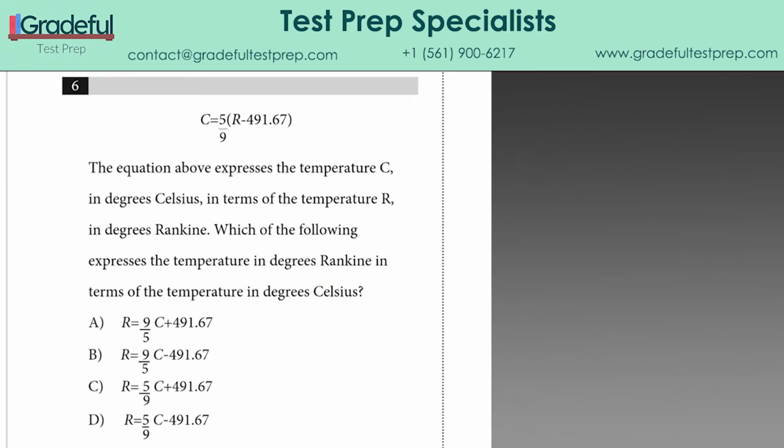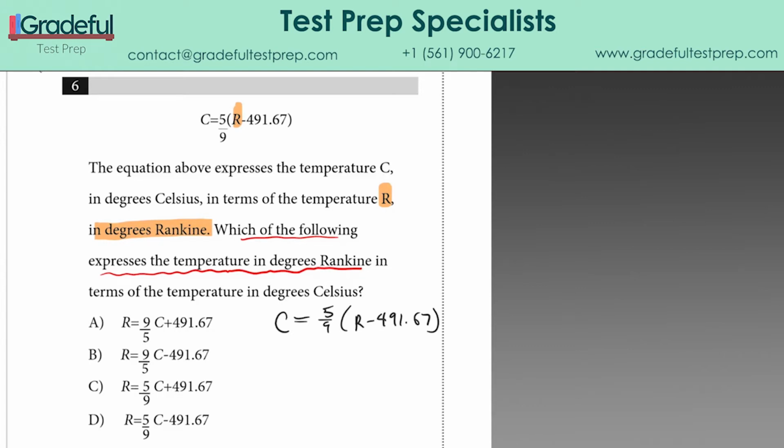Question number 6 is a question on literal equations, where they're just asking us to get one variable by itself. So here we're seeing which of the following expresses the temperature in degrees Rankine in terms of the temperature in degrees Celsius. And the temperature in degrees Rankine is the R. So the question is basically asking us to get R by itself. So let's just start by writing out the equation.